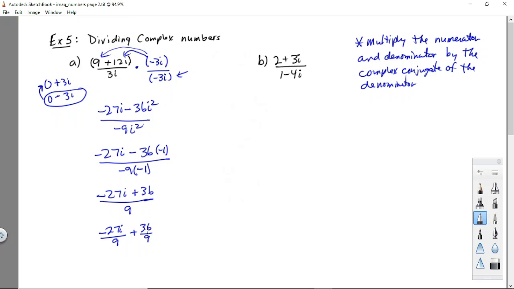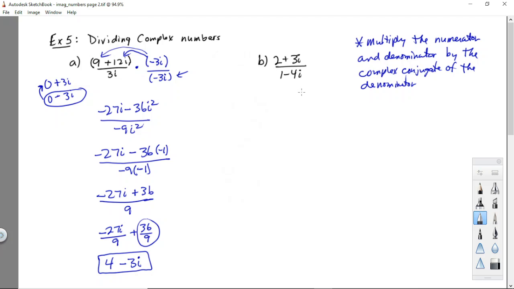The 36 over 9 is 4. And we write that out front usually. That's the standard way of writing it. So this negative 27 over 9 is 3. So that's just minus 3. And the i is still there. Okay, so that is it. Kind of a funny way to divide, but it does give us a result. Okay, 4 minus 3i. And that's how you divide. So let's look at the next one.